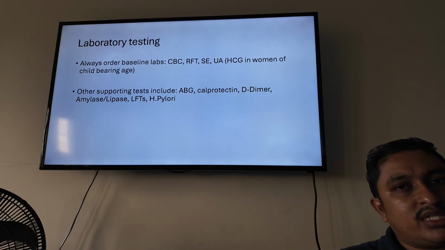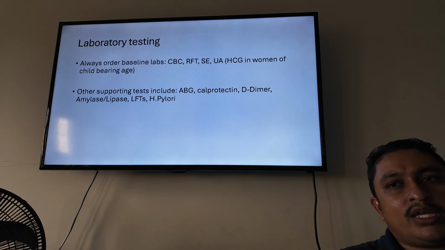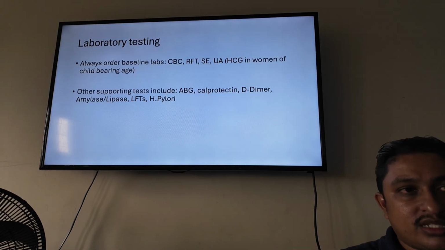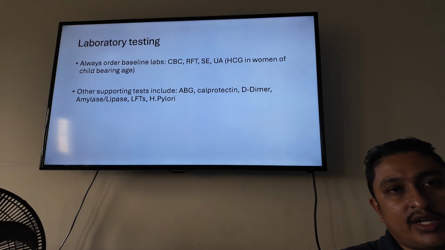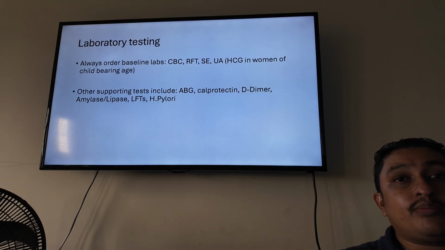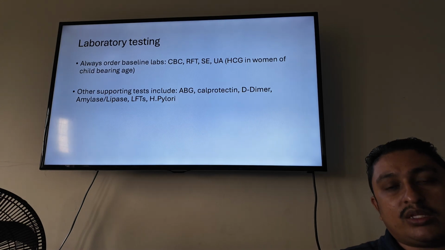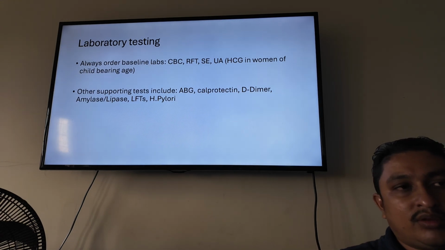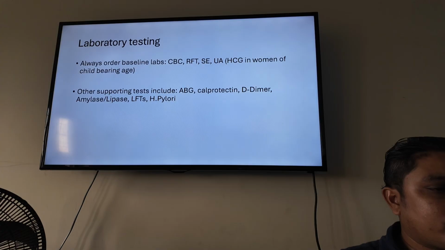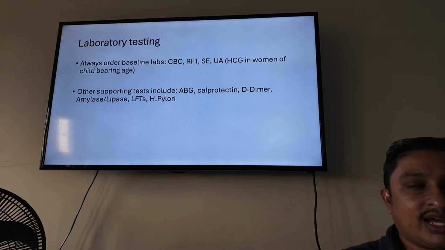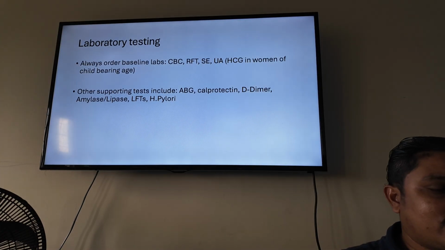It's not available in the public system, it's available privately. If you think a patient has inflammatory bowel disease, you can do fecal calprotectin, right? It won't be able to tell you which type of inflammatory bowel disease, but it will tell you that the patient has inflammatory bowel disease. The D-dimer, for patients that you think may have a clot somewhere or a thrombus.